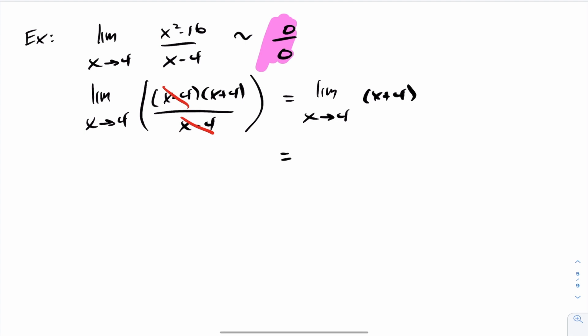Now you'll see here we're left with a polynomial. I can sub it in. Polynomials are continuous. This becomes 4 plus 4, and the answer is 8.